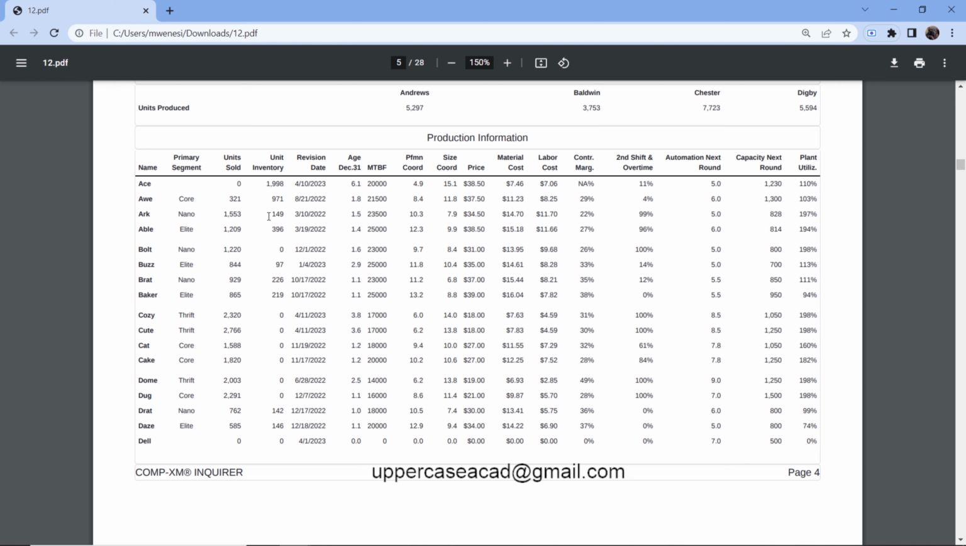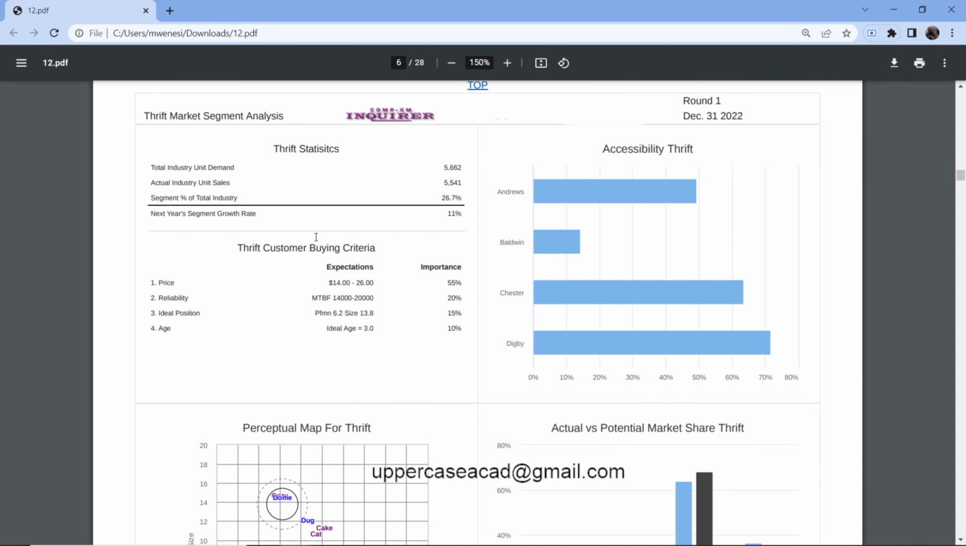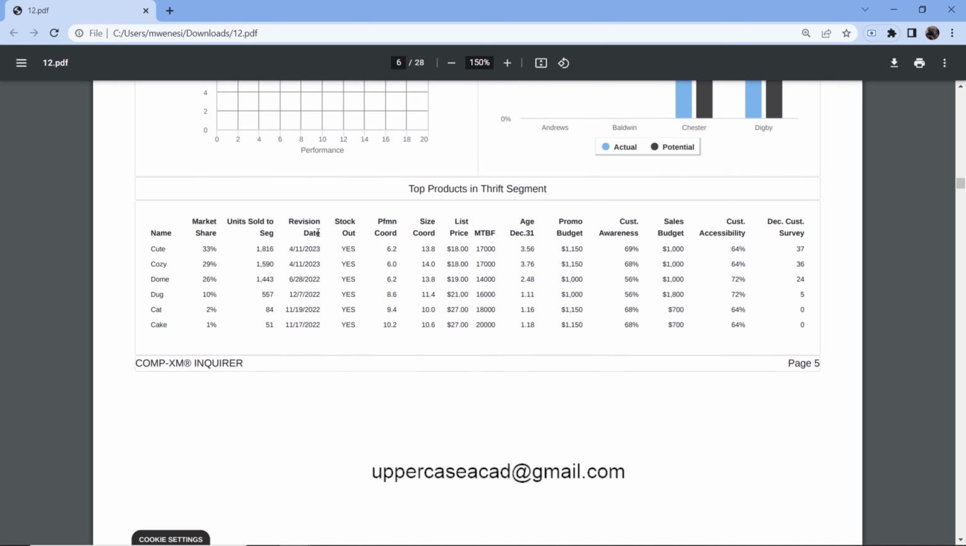With the Nano market, I think they forecasted very well, because if you have units that are less than 200, you are great. Then if we start with the individual market segments, with the Thrift, you can see that they didn't have anything in the Thrift market segment. That's because they overpriced their products.